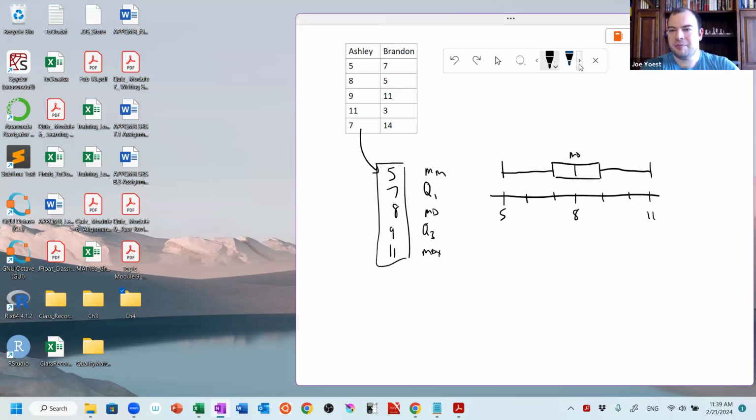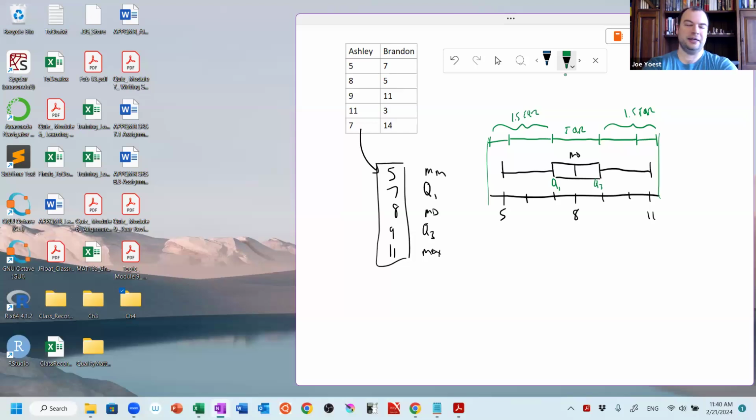Note also that the width of this box is actually 1 IQR, right? Because this is Q1 to Q3. So if I went 1.5 more IQRs to the right of the box and 1.5 more IQRs to the left of the box, I see that that encapsulates all of the data from the min to the max. There don't seem to be any outliers here.